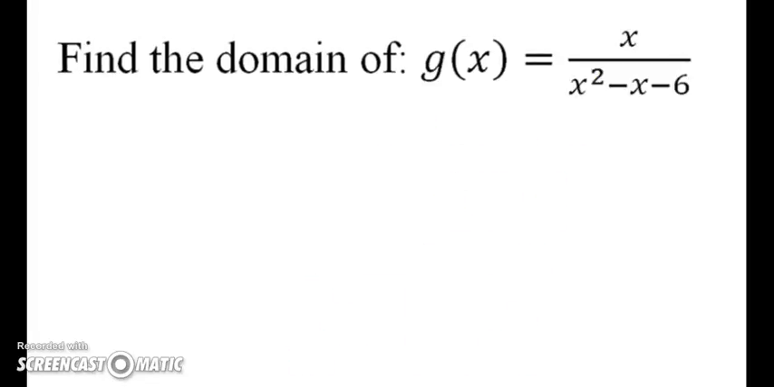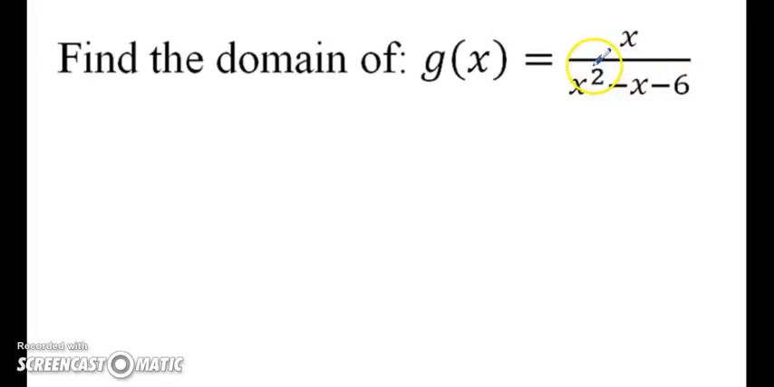Okay, so how about this one? Is this domain restricted at all? Could x be any real number, or are there any restrictions on it? When we have a ratio, a rational function, that's what you call it when you have a ratio bar or a fraction bar.